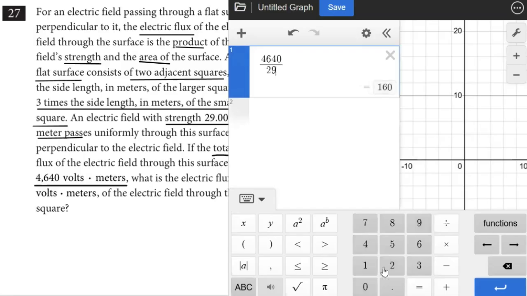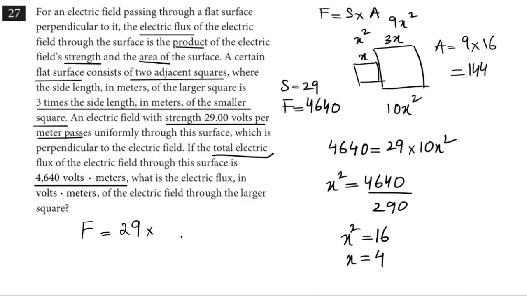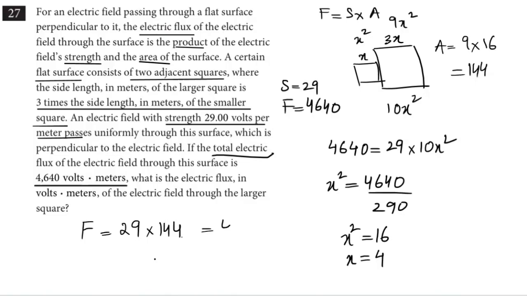4640 divided by 290. That's 16. If you square root 16, you get 4. If I need the flux for the larger square, the strength is 29, but I need the area. That's going to be 9 times 16, which is 144. So this becomes 144. Now I'll put this in my calculator. 144 times 29 is 4176. 4176 should be the flux on the larger square.